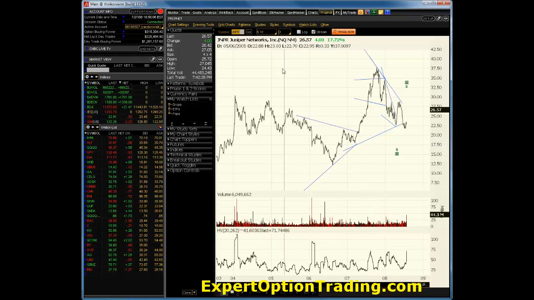Now, would you say that Juniper Networks is in the lower end of its historical volatility? Would you say that it's in the high end of its historic volatility? Or is it in the middle of its historic volatility? Well, it looks like it's kind of close to the upper end, upper range of its historical volatility.